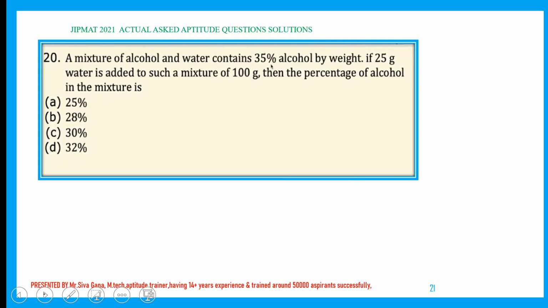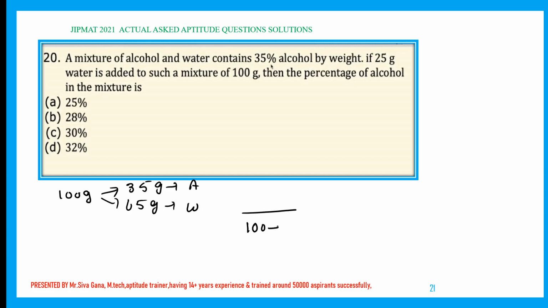A mixture of alcohol and water contains 35% alcohol by weight. If 25 grams of water is added to such a mixture of 100 grams, in this 100 grams, 35 grams is what? Alcohol. So remaining 65 grams is what? Water. That's okay. Now, to this mixture of 100 grams, 25 grams of water is added.